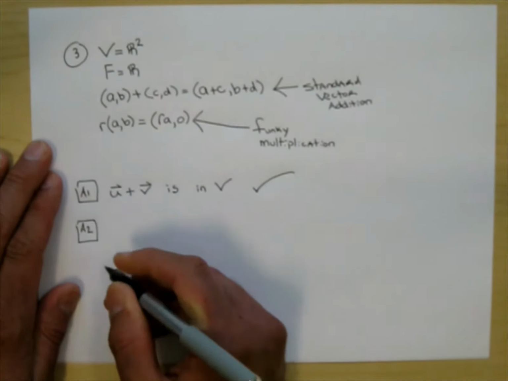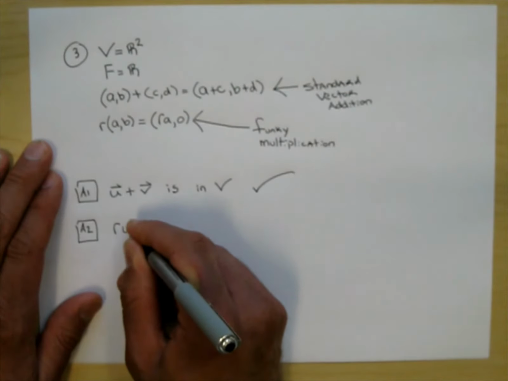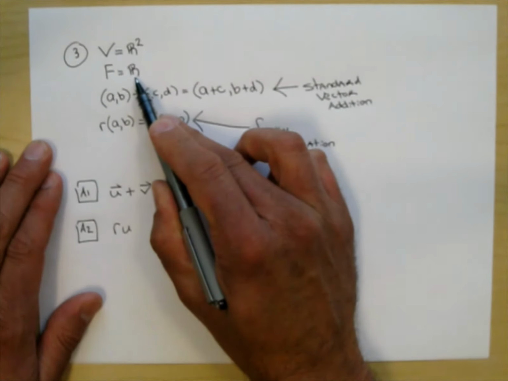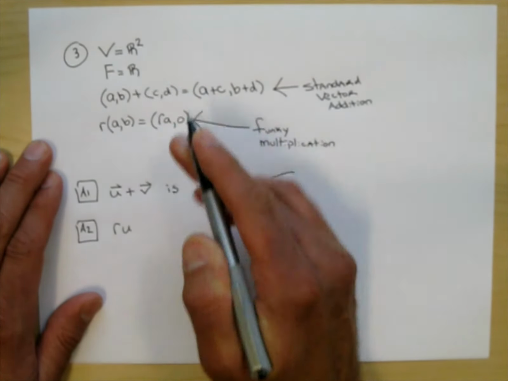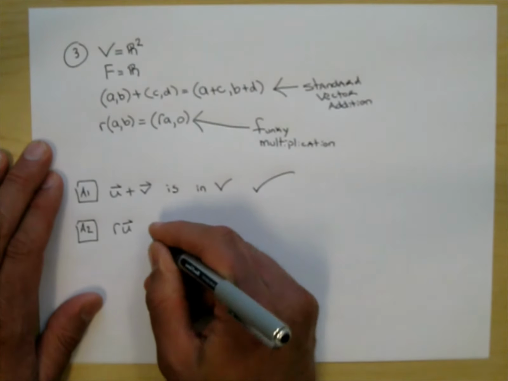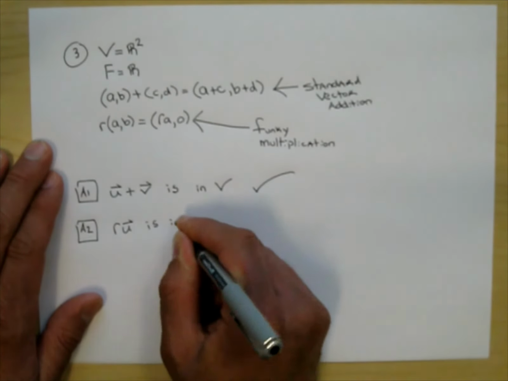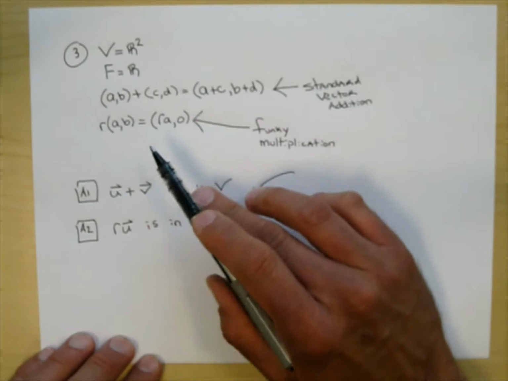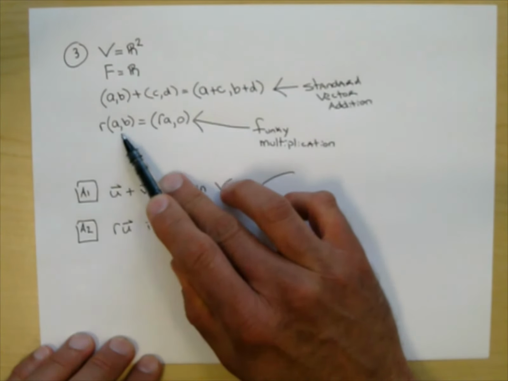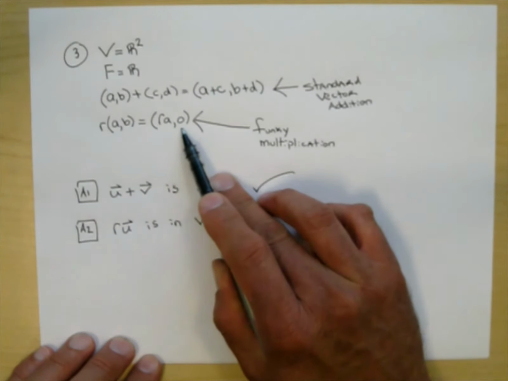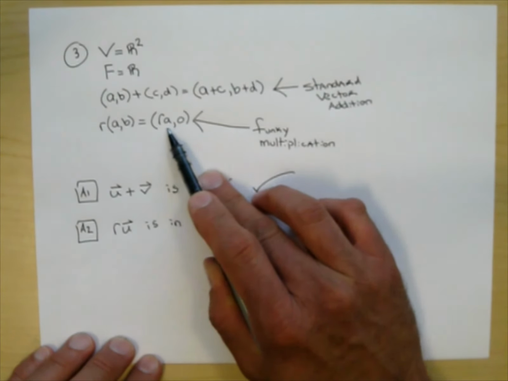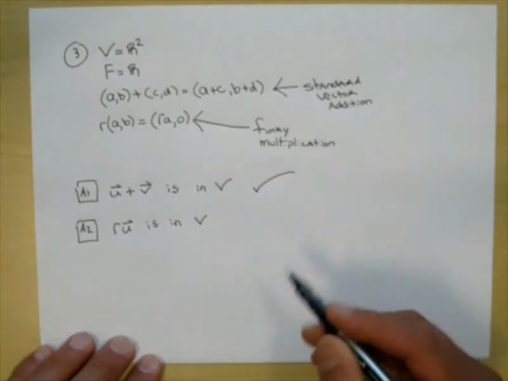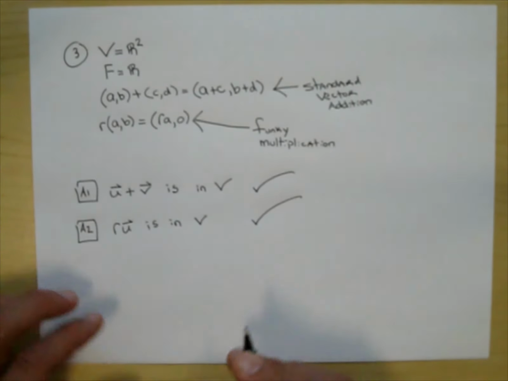Axiom 2. You take any scalar, which is a real number, times a vector in R2. Do you get a vector in R2 when you multiply? So when you do this, R times (A, B), does this thing happen to be in R2? Is it an ordered pair? And the answer is yes.